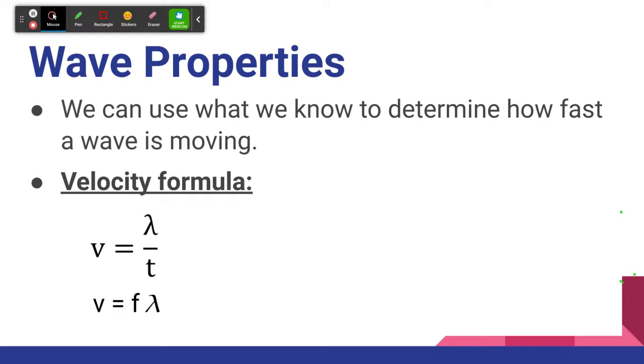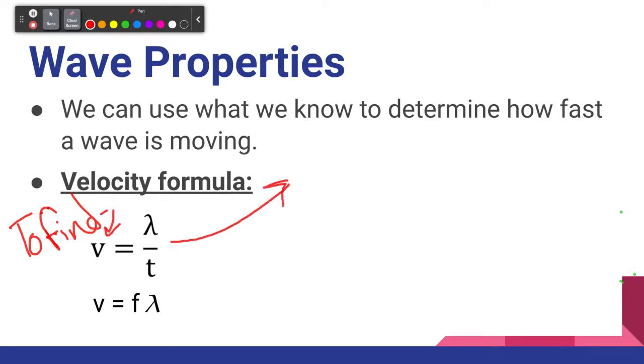And here is what we use in order to determine just how fast a wave can move. We can use a formula where velocity is equal to wavelength divided by time, or the period. Or we can say velocity is equal to the frequency times the wavelength. This right here is to find velocity.